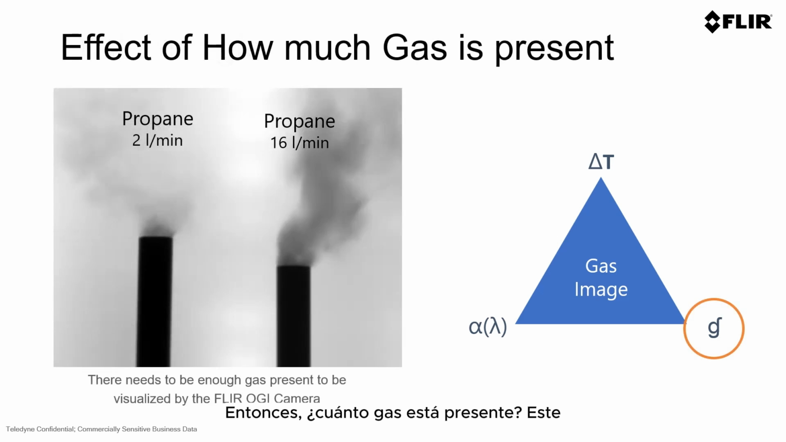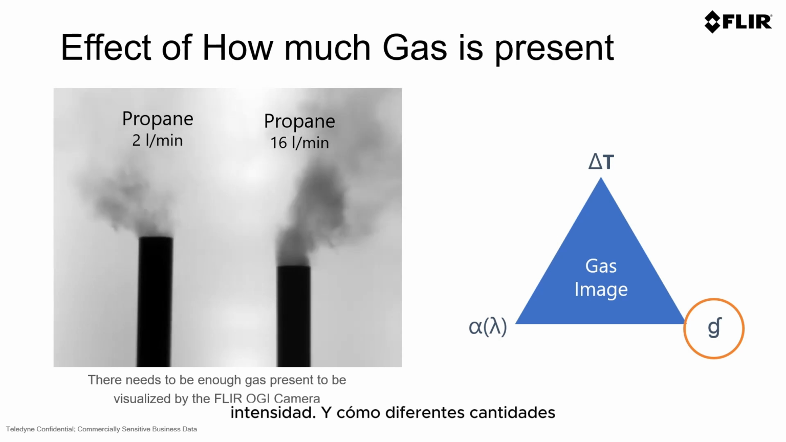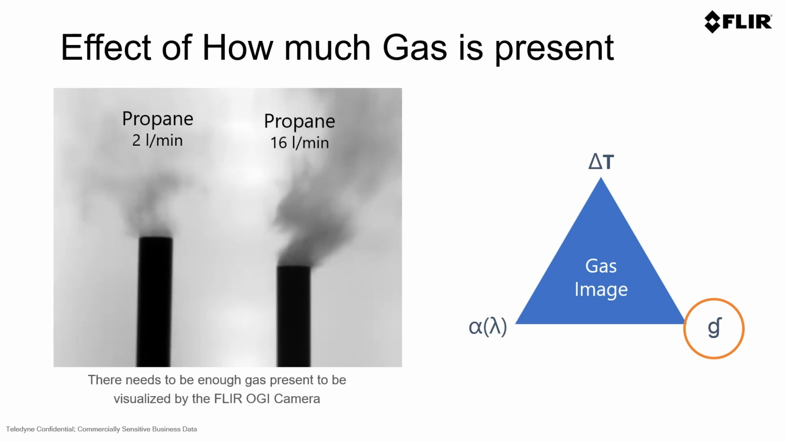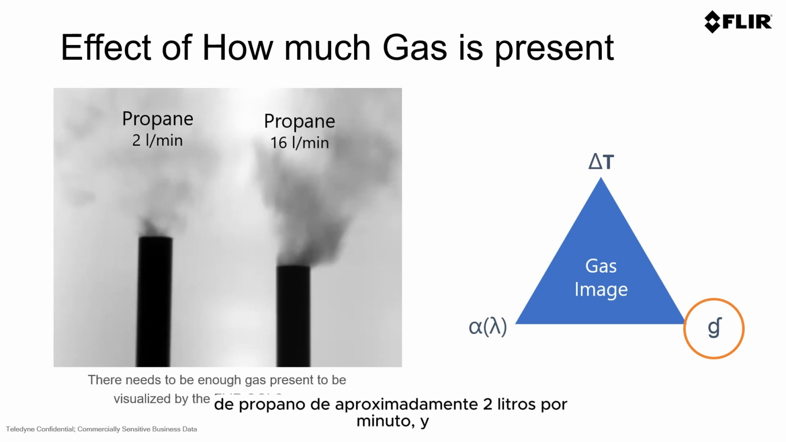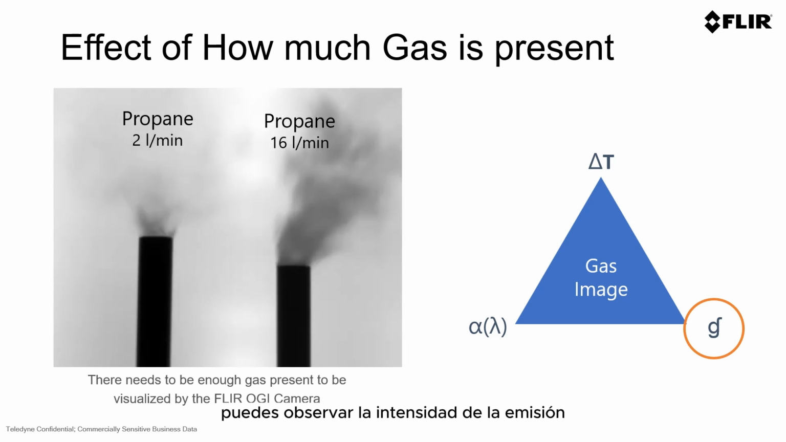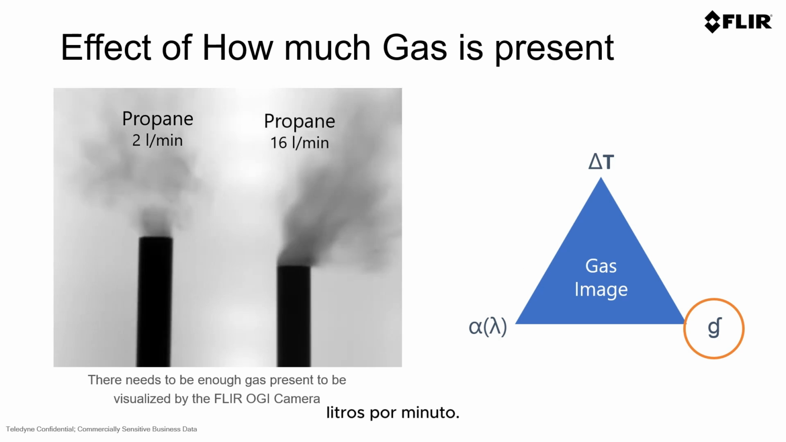So how much gas is present? This video is a good example of showing that intensity and how different amounts of gas would show differently in an OGI camera. On the left, you'll see a propane leak of around 2 liters per minute, and you can see the intensity of the emission on the right with a propane leak at 16 liters per minute.